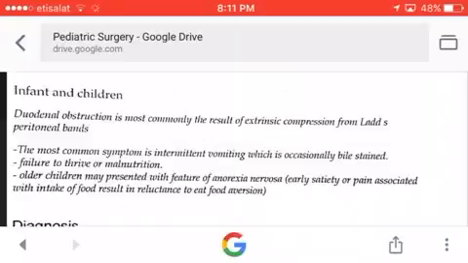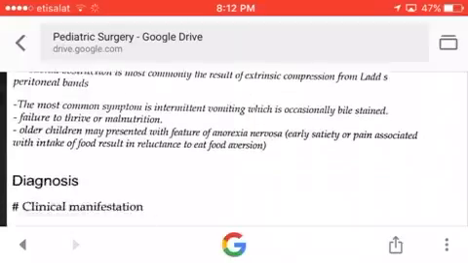Failure to thrive or malnutrition. Older children may present with features of anorexia nervosa: early satiety or pain associated with intake of food, resulting in reluctance to eat and food aversion.